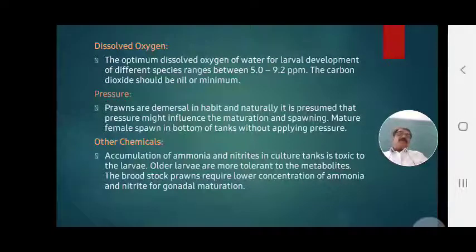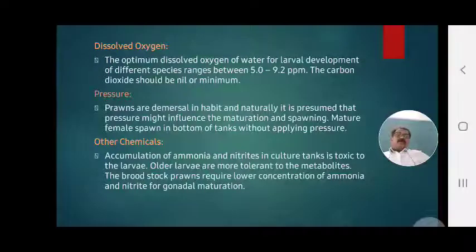Not only dissolved oxygen, pressure, light intensity, pH and salinity, but other chemicals are also important. Which are these other chemicals? Accumulation of ammonia and nitrites. Ammonia and nitrites in culture tanks are toxic and harmful to the larvae.